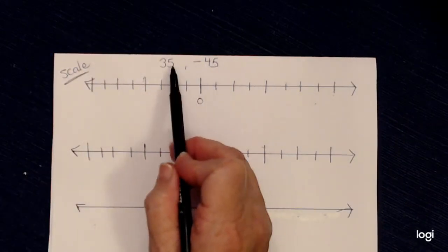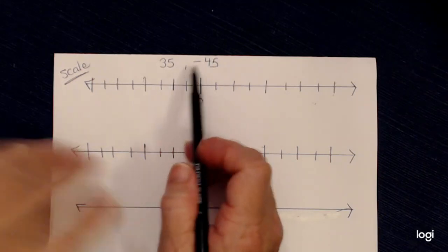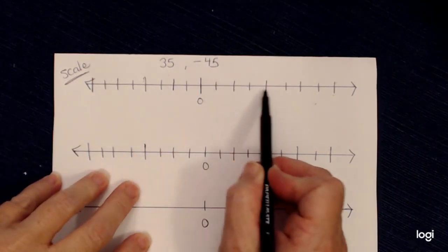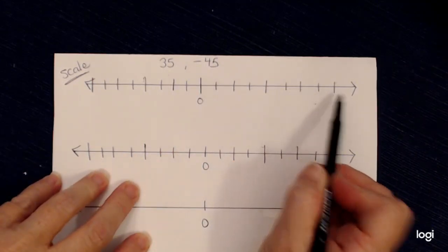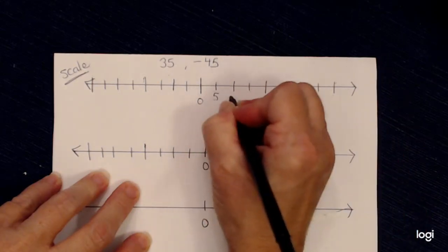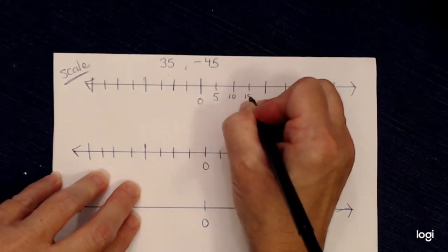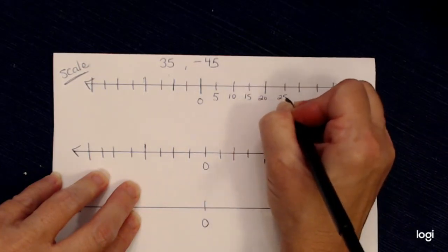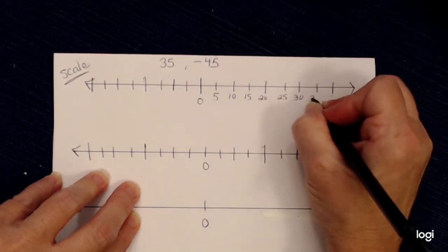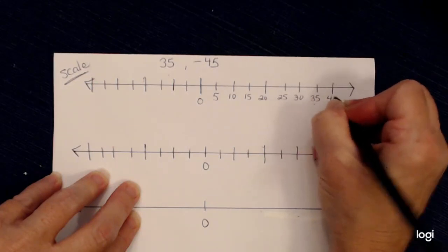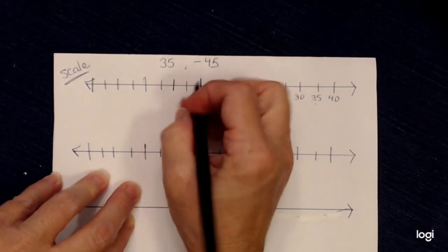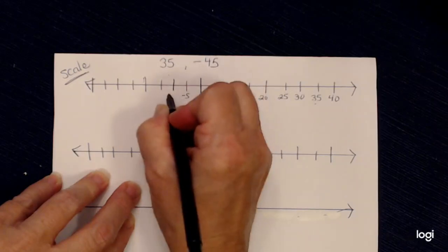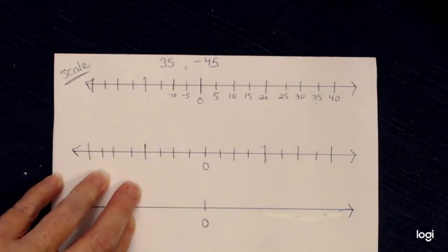Oh, both of these numbers end in a 5. So let's see. 5, 10, 15, 20, 25, 30. Oh, so let's count by fives. The scale I'm going to use is 5. 5, 10, 15, 20, 25, 30, 35, 40. And let's see, this would be negative 5, negative 10.